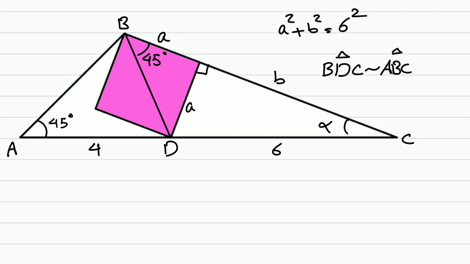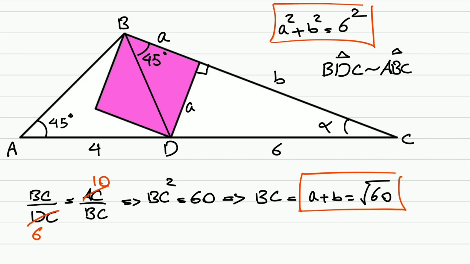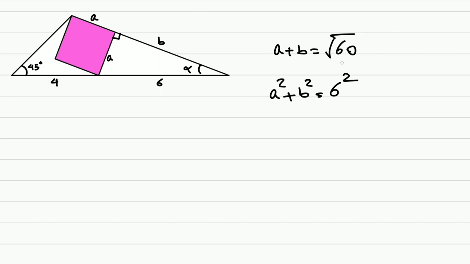Now let's write the ratios. The ratio of BC to DC for the smaller triangle is equal to the ratio of AC to BC for the bigger triangle. DC is 6, AC is 10, and then we cross multiply. BC squared is 10 times 6, 60, and then BC, which is A plus B, is equal to square root 60. So we have this and this, and we should be able to calculate A and B. We want to find A. So let's do it the straightforward way.